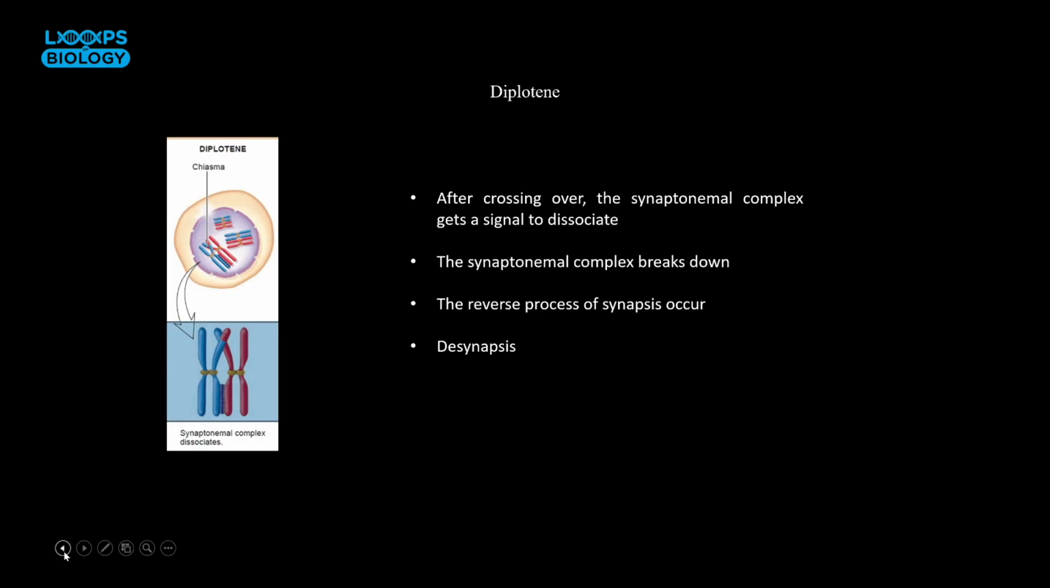After crossing over, as soon as the hands are shaken between your chromatid arms, they think, why should we have this particular synapsis bond? Why should we remain attached to each other completely if we are holding our hands together? So in this phase, your synaptonemal complex starts to break down. It is the reverse process of synapsis, and whenever any reverse process takes place, we use the word de. That is desynapsis taking place in the diplotene phase.